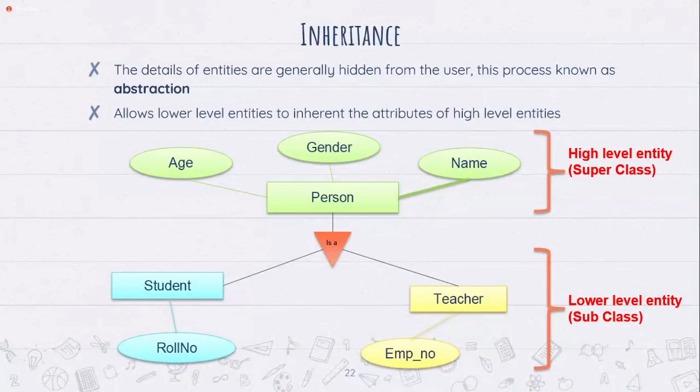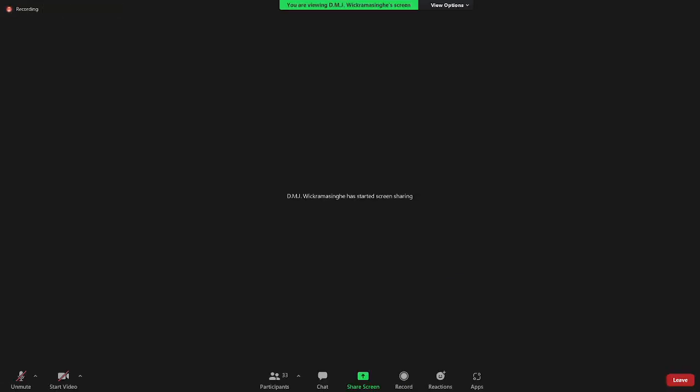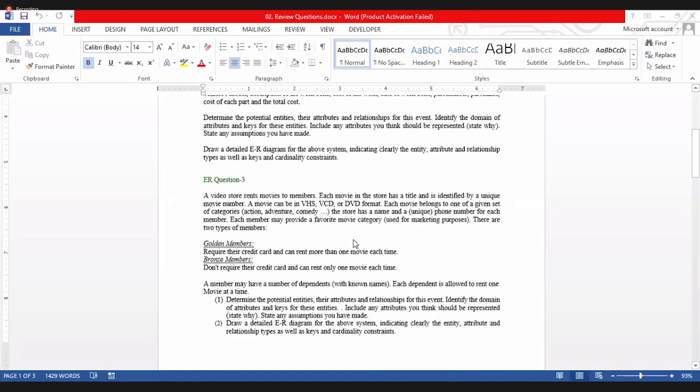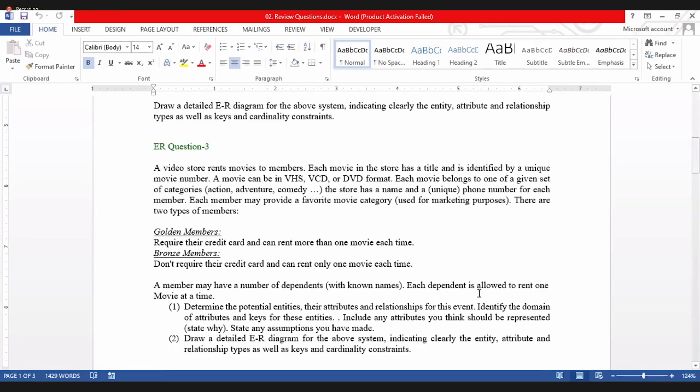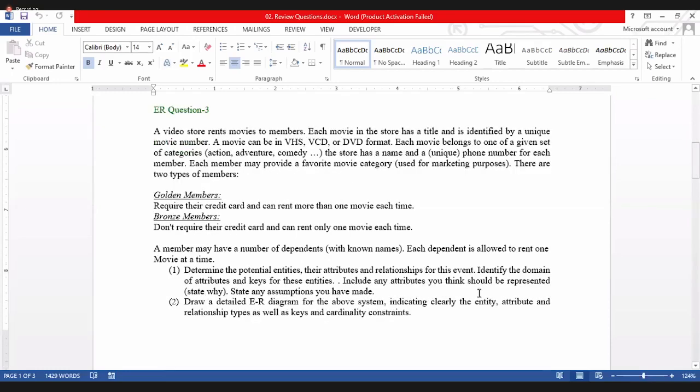Right. That is about the ER diagram. Do you have any questions regarding today's lesson? Do you have any questions? Right. Let's draw an ER diagram together. Okay, let's draw this one. Question number three. I think you have this one, right? Try to draw question number three. Everyone should draw.